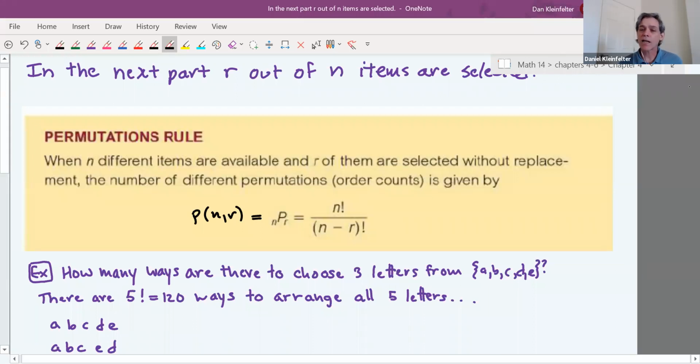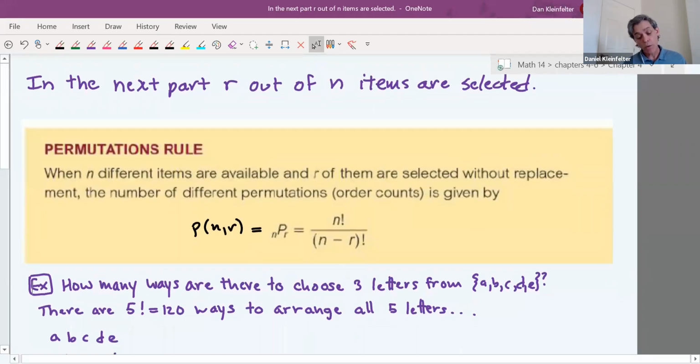All right, so we want to work on coming up with formulas for how we can calculate permutations and combinations, and we'll treat permutations first. As before, n is the total number of items there are, and r is the number of items that are selected. And there's a rule for this, a formula. When n different items are available and r of them are selected without replacement, the number of permutations, that is where order matters, is given by this formula. It's n factorial divided by (n minus r) factorial. And there's a couple of different notations for this.